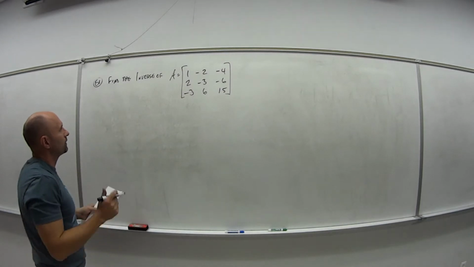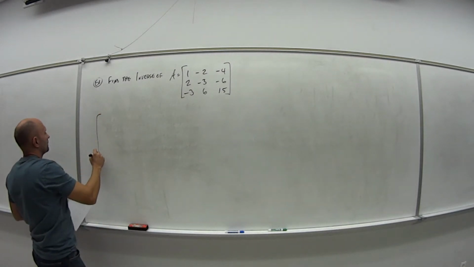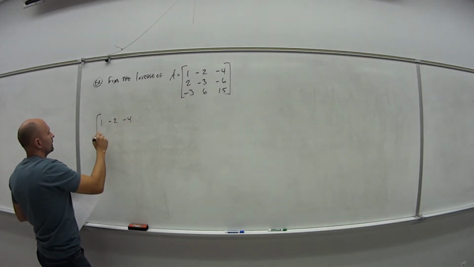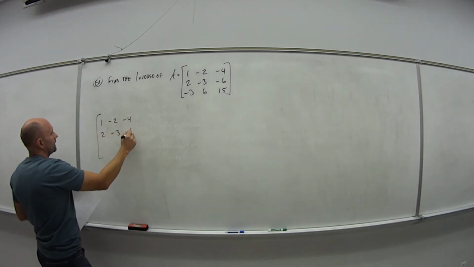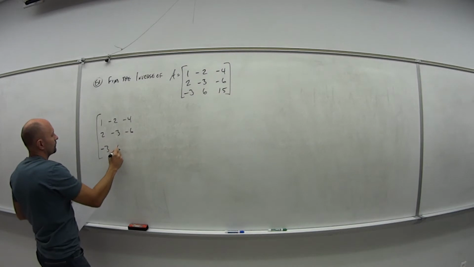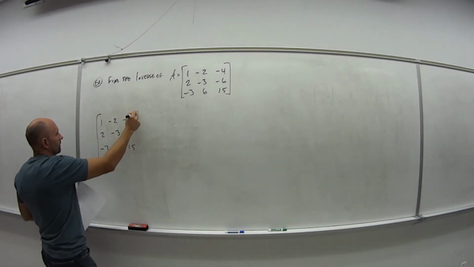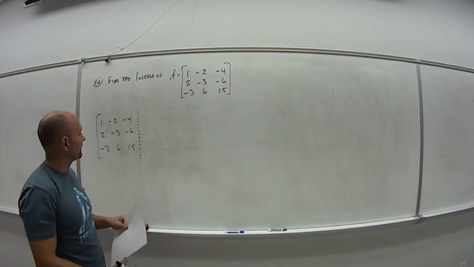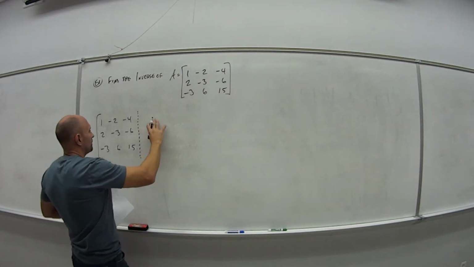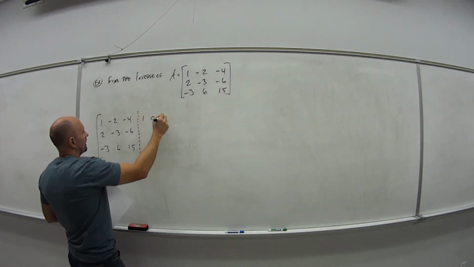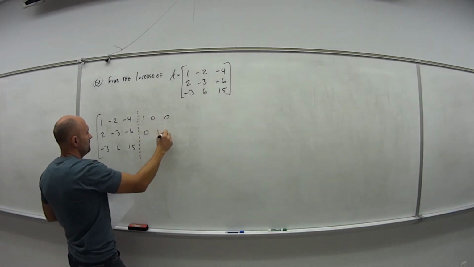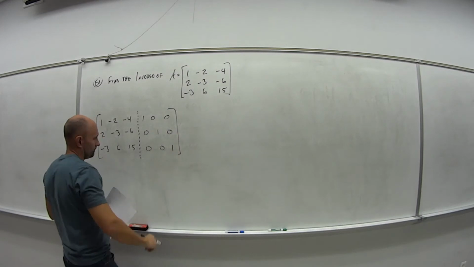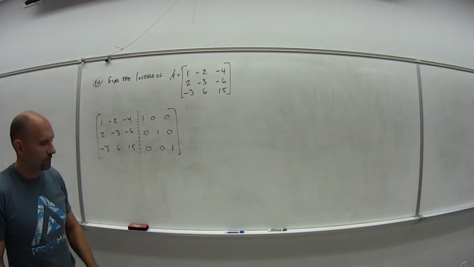Okay, so the first thing we're going to do to find the inverse, I'm going to rewrite this guy. 1, -2, -4, 2, -3, -6, -3, 6, 15. I'm going to put a dotted line or dashed line vertically on the right side of that. And now I'm going to put the identity matrix on this side. 1, 0, 0, 0, 1, 0, 0, 0, 1. And then close in my matrix.